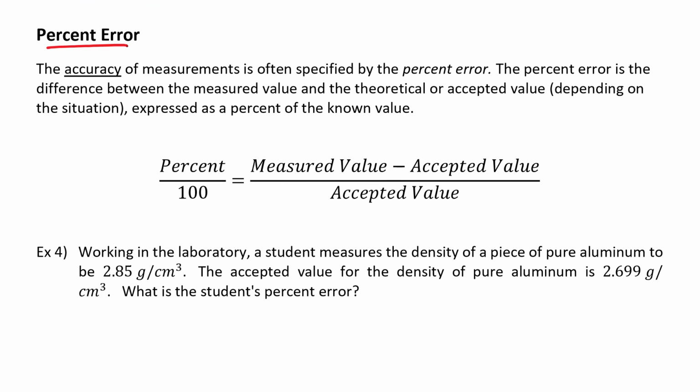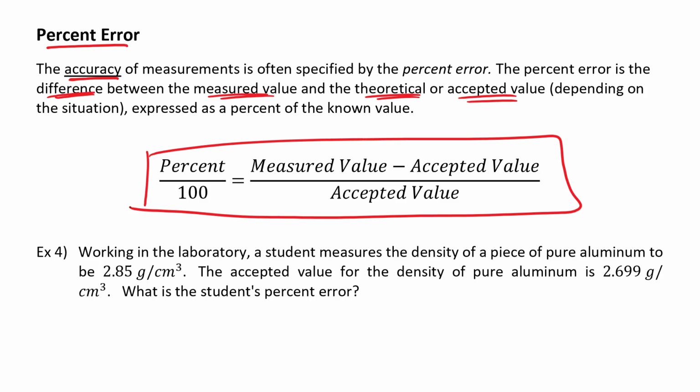Percent error. So percent error refers to the accuracy of your measurements. Once again, you're comparing things. You're comparing the difference between a measured value and a theoretical or accepted value. Here you can see the formula. Percent over 100 equals the measured value minus the accepted value divided by the accepted value. So once again, you can see we have the accepted value on the top and the bottom, and here we have the measured value inside.